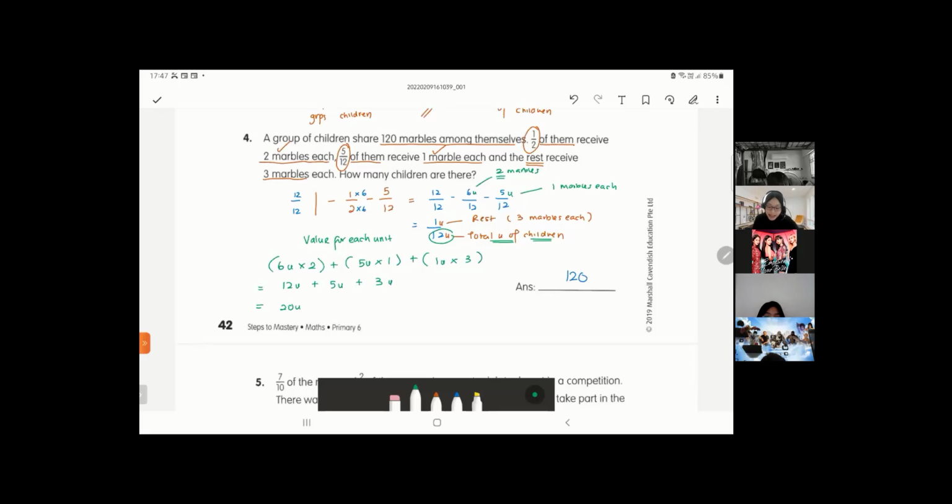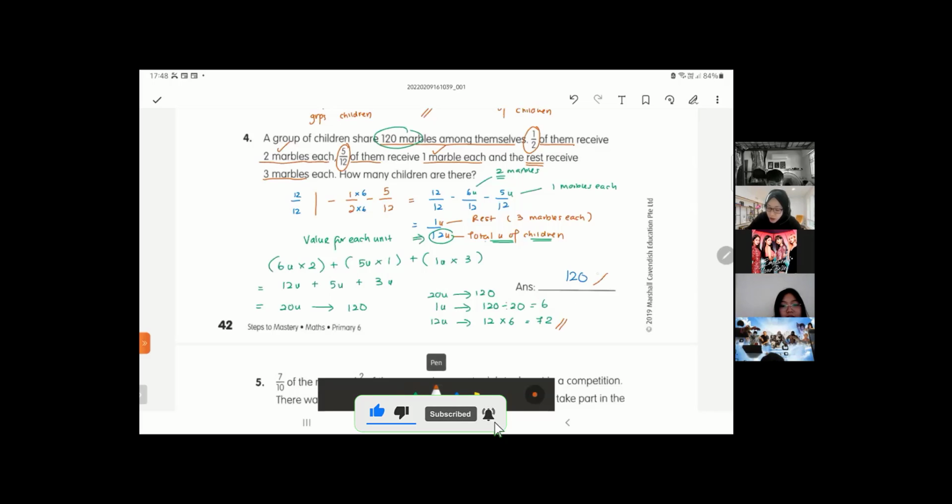Now this 20 units is the children. This is the total of the children, no longer the marbles, but now the children. So the 20 units is my 120. 20 units is 120. 1 unit will be 120 divided by 20 equals 6. Now I want to know the number of children. I go back to the part here. The total number of children is the one that I circled before, so it's 12 units. That will be 12 times 6 equals 72. Answer is 72, not this.